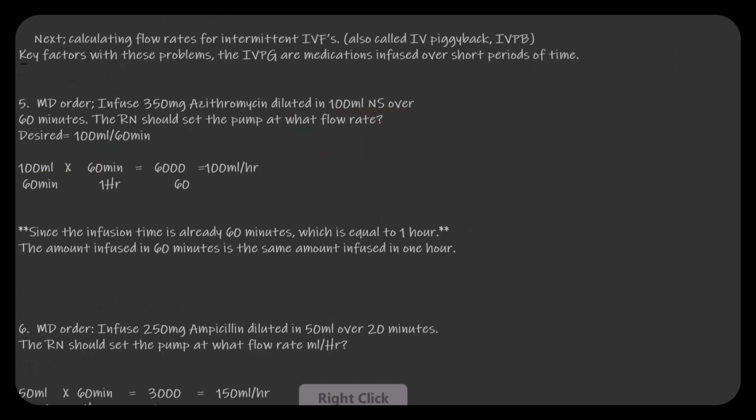The next couple of problems are calculating flow rates for intermittent IVs, also called IV piggyback or IVPB. So the key factor with these problems is that the medications are infused over a short period of time.